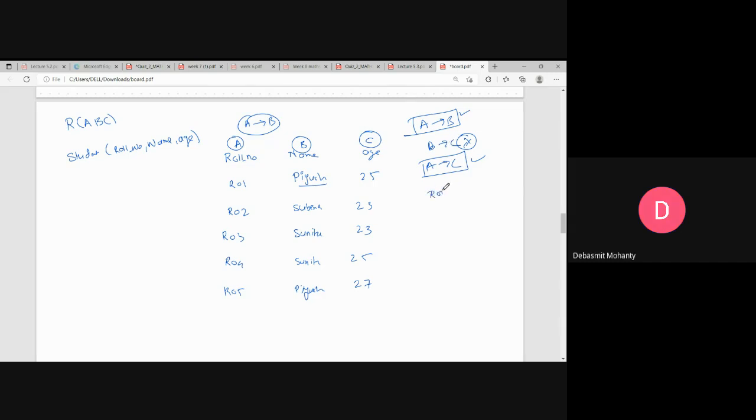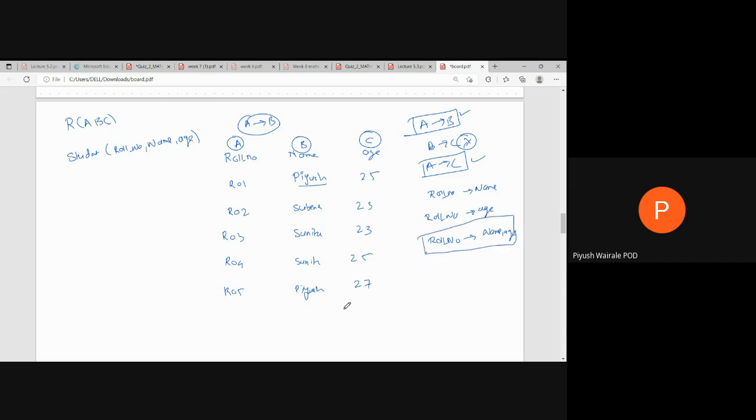From roll number I can determine name, and from roll number I can determine age, right? So I can say by Armstrong's axioms, from roll number I can determine name and age, by the union rule.